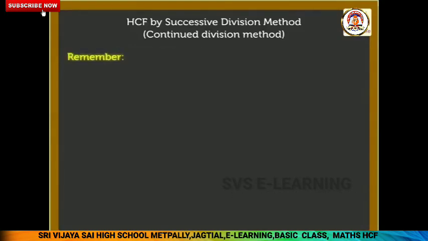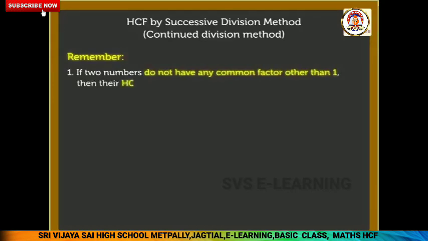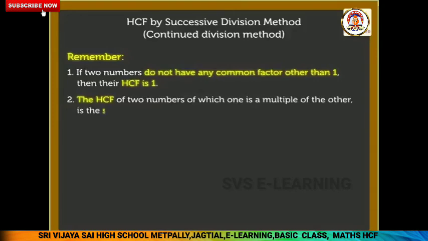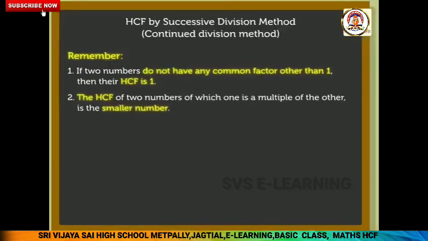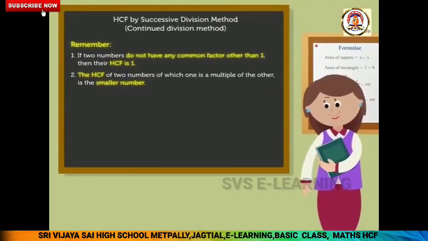Remember, 1. If two numbers do not have any common factor other than 1, then their HCF is 1. 2. The HCF of two numbers of which one is the multiple of the other is the smaller number. Kids, do not get jumbled up while you find the HCF by the continued division method. Have fun!